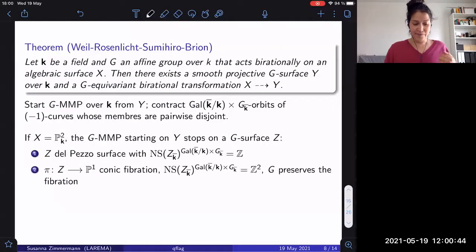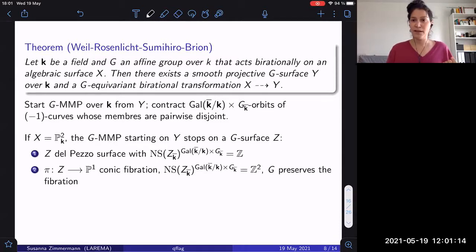All right, and if your surface was rational to start with, where you will end up is either a Del Pezzo surface, one of the Del Pezzo surfaces, where you cannot contract anything equivalently with respect to your group action anymore. So all of the -1 curves, they are either conjugate by the group action, by the Galois group, and then they are not disjoint, or they are in the same G orbit.